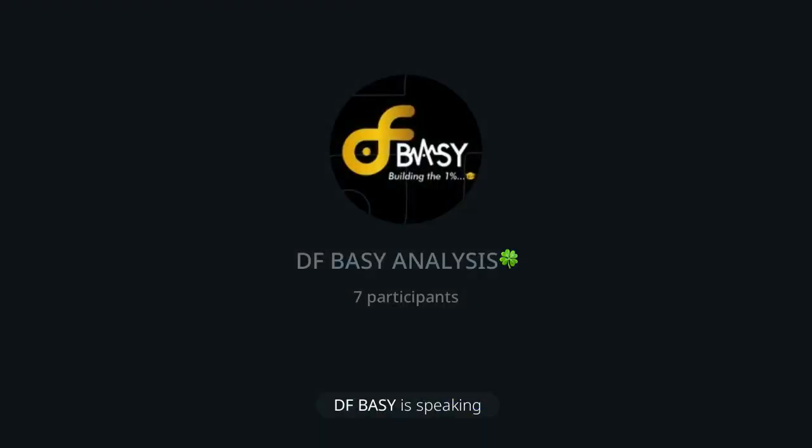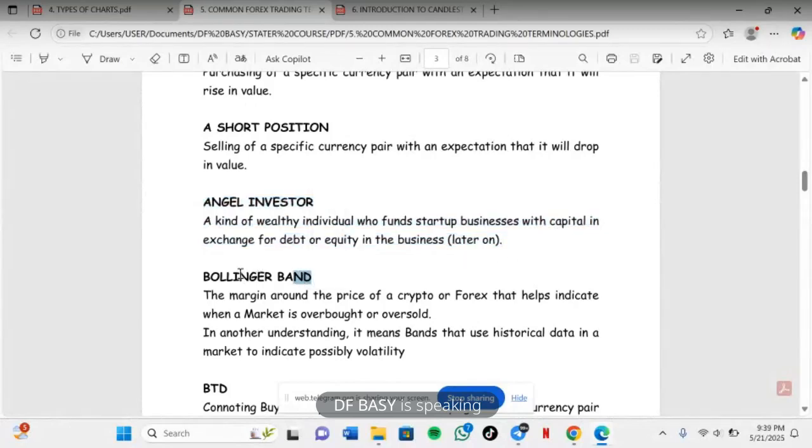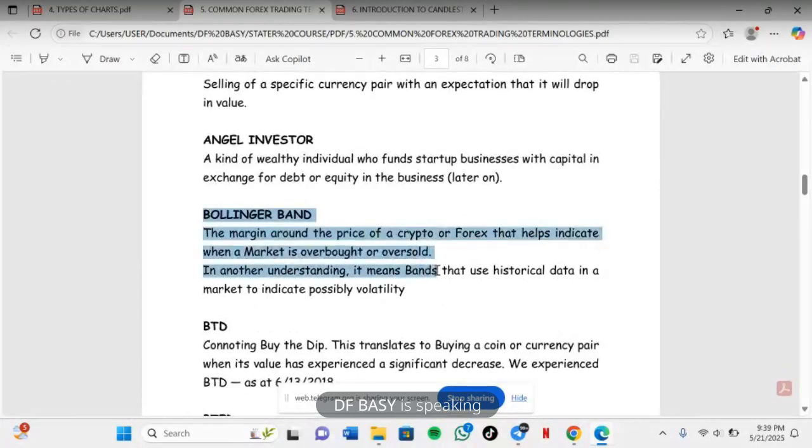All right, an angel investor is what they call a wealthy individual who funds startup businesses with capital in exchange for debt or equity, right? Then Bollinger Band: imagine bands around the price of a crypto or forex pair that help indicate when the market is overbought or oversold. So Bollinger Band is more of an indicator.